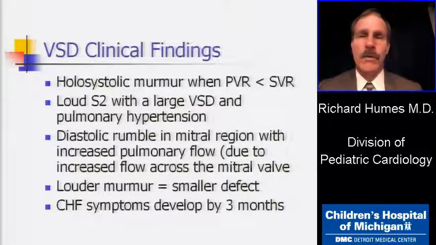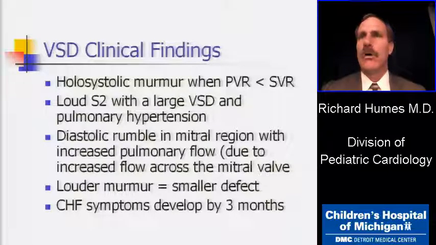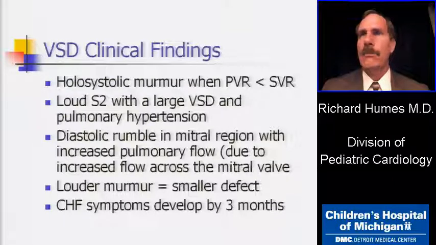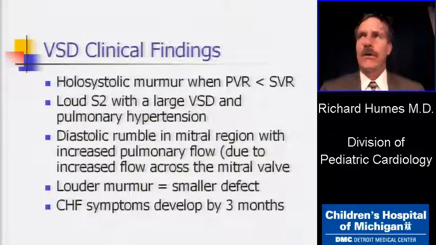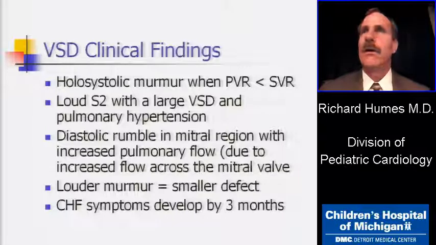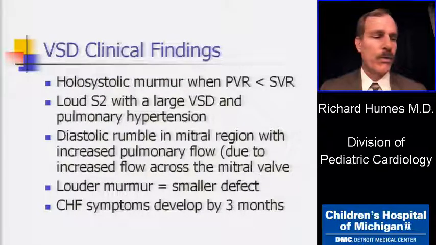Ventricular septal defect is the most common type of congenital heart disease that we see. It will present with a usually holosystolic murmur when the pulmonary vascular resistance drops, as I mentioned before, typically at around 3 to 8 weeks. You may hear a loud second heart sound with a large VSD. That loud second heart sound is created by pulmonary hypertension, and as the pressure in the pulmonary artery is high, as the pulmonary valve closes, it will make a louder sound, and that will produce that.